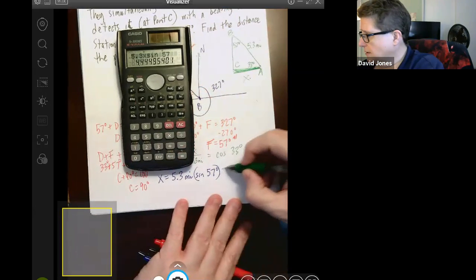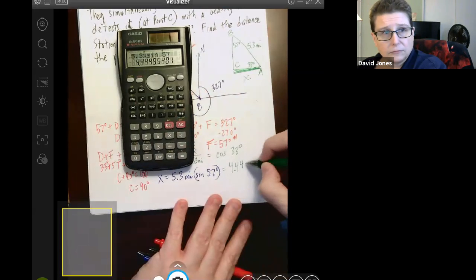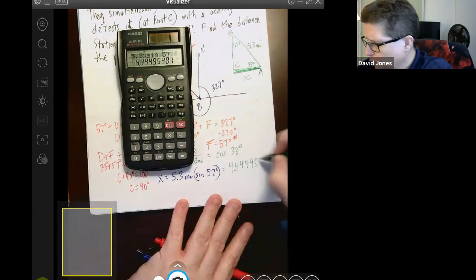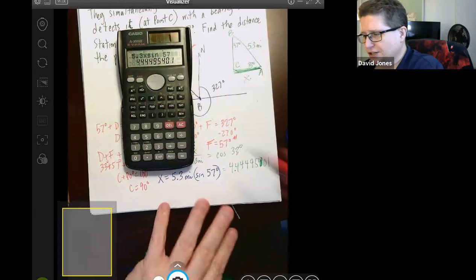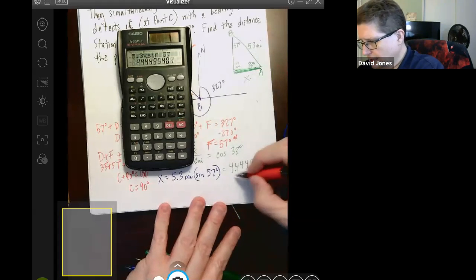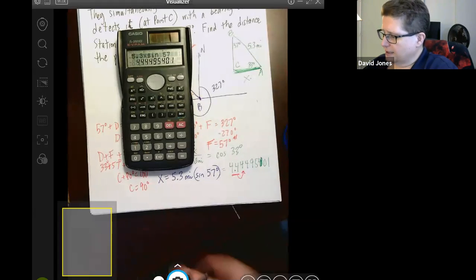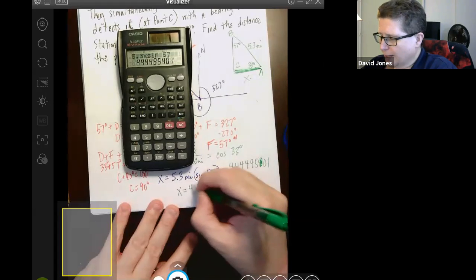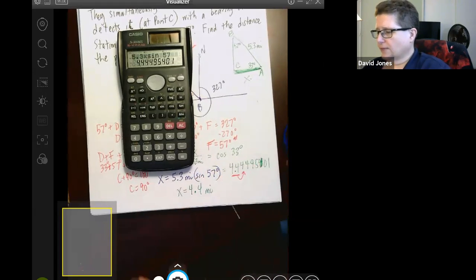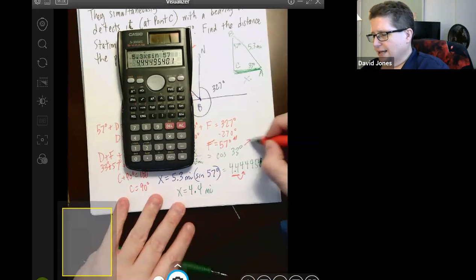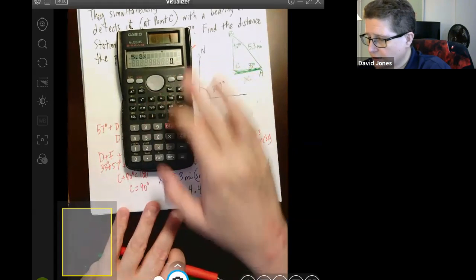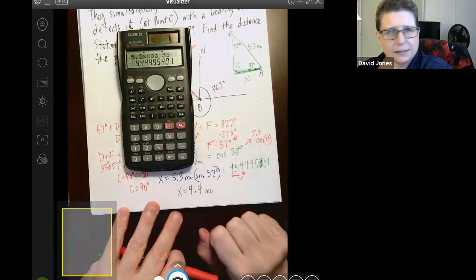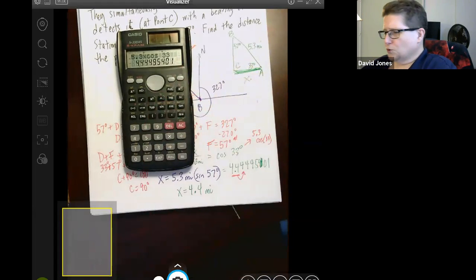5.3 times sine of 57 gives about 4.444. It looks like we've only got two significant digits in the 5.3. We look at the 4, it says round down. X equals 4.4 miles. If you had done cosine, this would have said 5.3 times cosine of 33. And let's just make sure we get the same thing. Same measurement. Cool stuff, right?